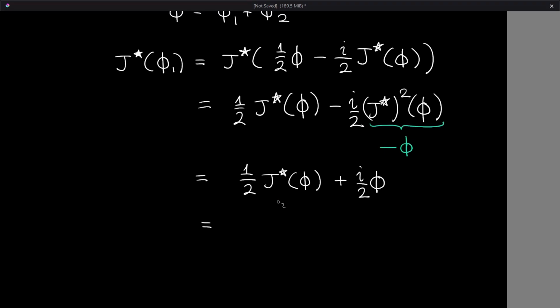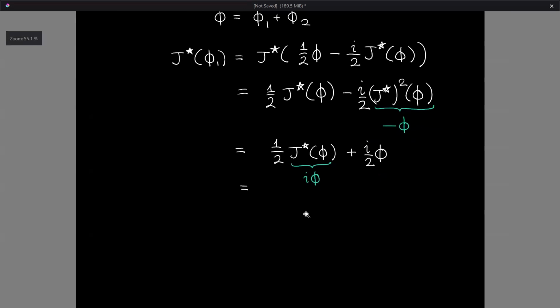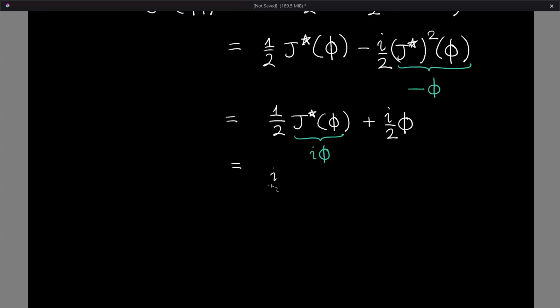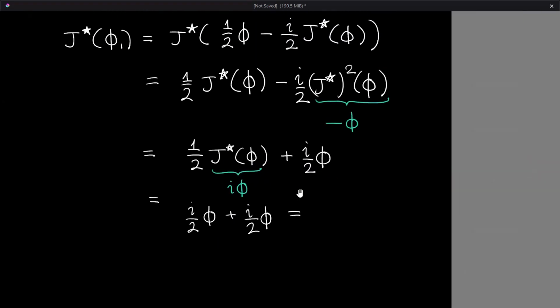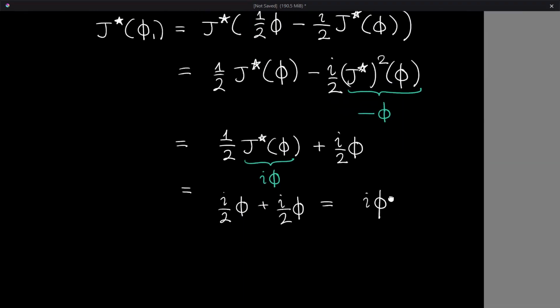J star of phi, we don't know that J star of phi is i times phi though, right? But that seems like what it's supposed to be. Maybe I'm forgetting why this should be i phi. So then if that's i by 2 phi plus i by 2 phi, that gives us the right answer. I'm going to check that, but I think that's right. That gives us i phi as what we needed.